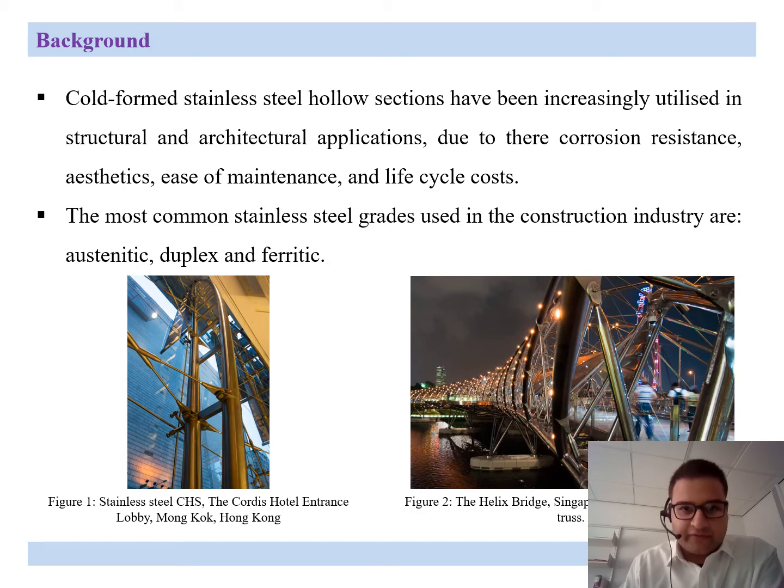And as shown in figure 1, where stainless steel circular sections are used in the entrance lobby at the Cordis Hotel in Hong Kong, you can see the application of where CHS has been used in buildings. It has also been used in footbridges. So for example, in figure 2, you can see the Helix Bridge where circular sections have been used in the truss part of the bridge.